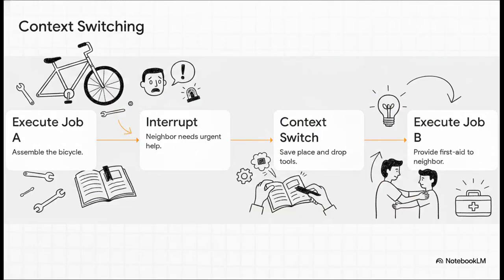So you do what's called a context switch. Step 1 was building the bike. Step 2, you get the interrupt. Step 3 is the actual context switch, where you literally mark your exact place in the bike manual so you can flawlessly return to it later, and you drop your tools. Step 4, you execute the new job, providing first aid. Once the emergency is totally resolved, you grab your manual and pick right back up on the bike exactly where you left off. No lost progress.